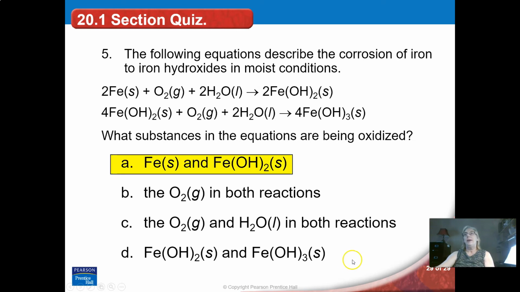So I hope you learned a little bit about redox. It's important. We use it a lot in chemistry, and you need to recognize who's being reduced and who's being oxidized.